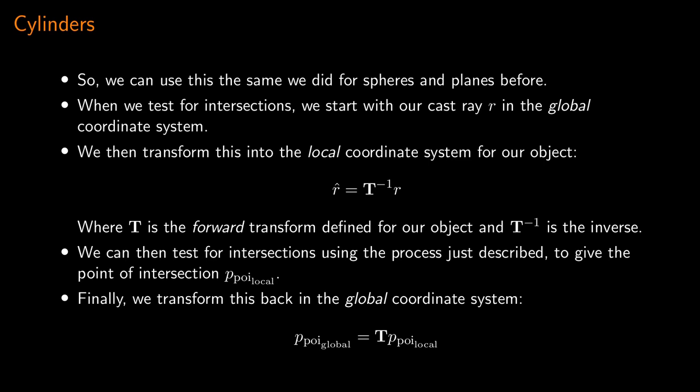We test for intersections. We start with our cast ray, R, in the global coordinate system. And then we transform that into the local coordinate system for each object in our scene. So we get R hat is equal to T to the minus 1 times R. So R is the original ray, and T is the forward transform defined for our object, and T to the minus 1 is its inverse. And we can then test for intersections using the process just described to give the point of intersection, which I've called PPOI local. And finally, we transform that back to the global coordinate system to give PPOI global is equal to T, the forward transform, multiplied by PPOI local. And that is the whole process that we're going to implement to create cylinders.